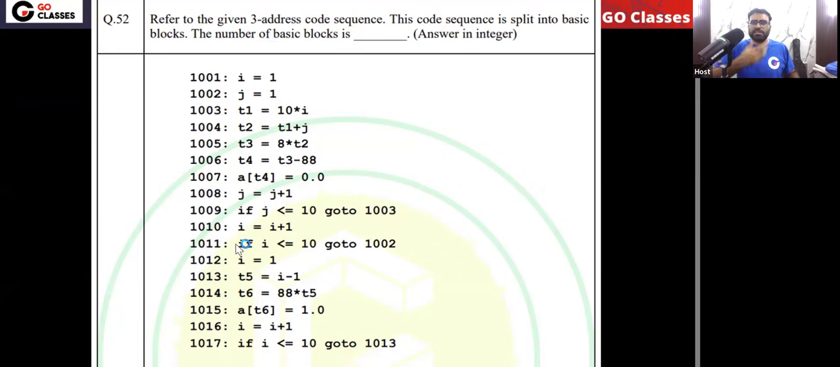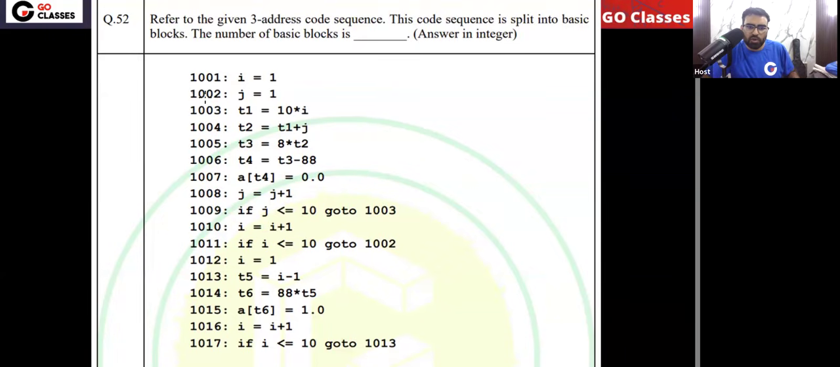And how to find the leaders in a program? There are three rules. The first rule is that the very first instruction is a leader. The second rule says that for any jump instruction, conditional or unconditional, the target is a leader. And the third rule is that for any jump instruction, the next instruction is a leader. So very simple, these are the three rules.